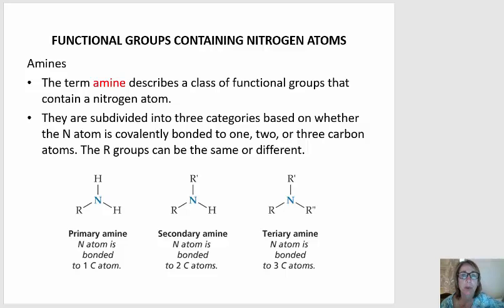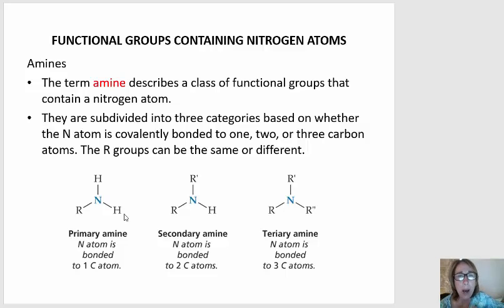You will be responsible for identifying two different functional groups that contain nitrogen. The first functional group that we're going to discuss is a functional group known as an amine. An amine occurs when we have a nitrogen atom that has a single bond to at least one carbon atom, where the other bonds are going to be to hydrogen.